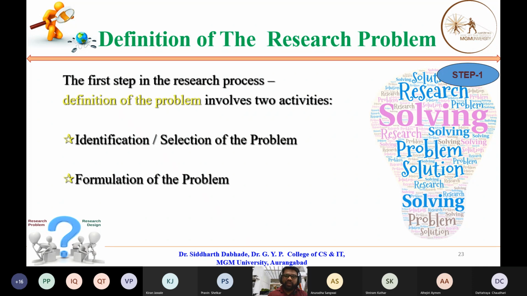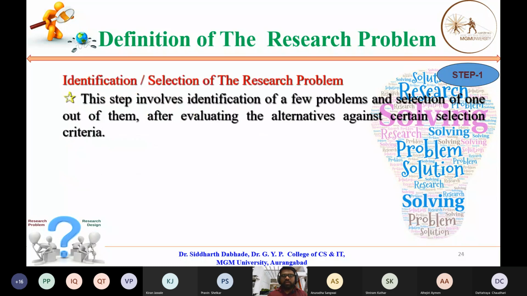The first one is the identification and selection of your problem, and the other is formulation of your problem. We have already discussed how to select your problem. First, you need to make the major category, that is the broad area. Then go to the sub area, then sub area to sub area, narrow it, make it a simple one, make the specific topic. On the basis of that, you need to select or identify your research domain.